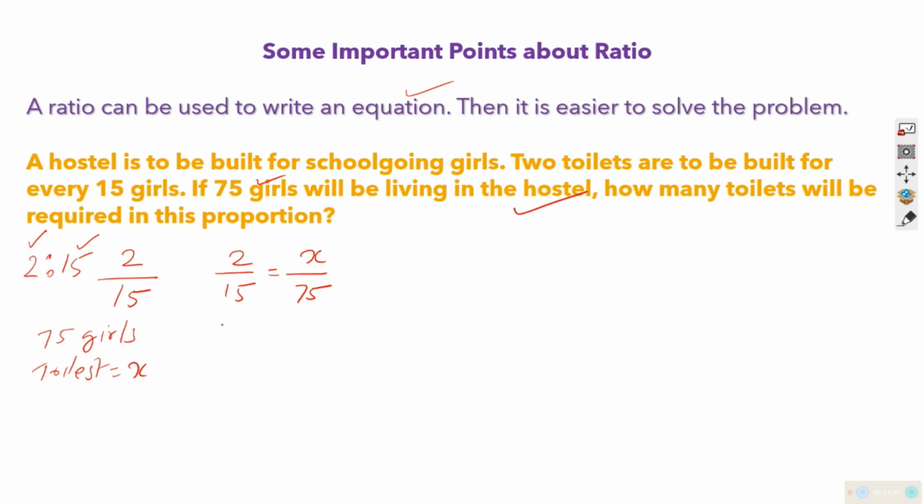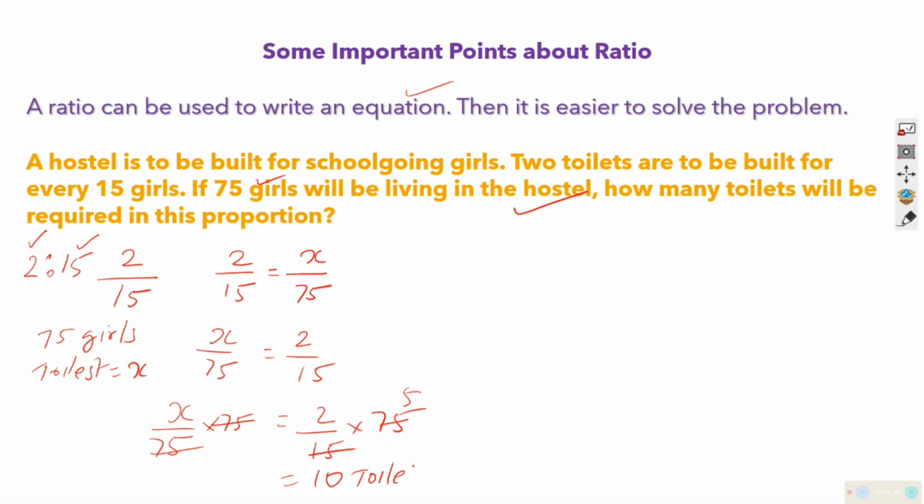How to calculate the value of X? You have studied this. X upon 75, for convenience we can just write it like this. And to get only X on the left side, we have to remove the 75, which is the denominator. So what will we do? We will multiply both sides by 75. That is what you learned in the equation chapter. So this will get cancelled. X is equal to, now 15 will go 5 times, and there will be 10 toilets required. Understood? 10 toilets will be required for 75 girls.